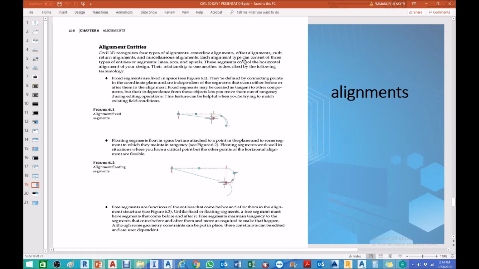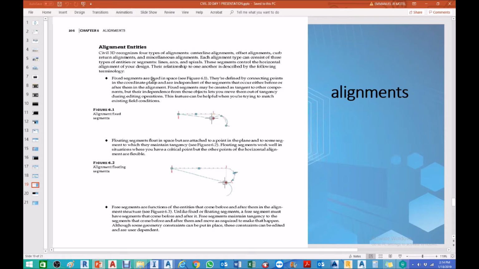Each alignment type can consist of 3 types of entities or segments: lines, arcs, and spirals. These segments control the horizontal alignment of your design. The relationship to one another is described by the following terminology. First, we have the fixed segments. Second, floating segments. Third is free segments. The line and the arc can be fixed, floating, or free segments.